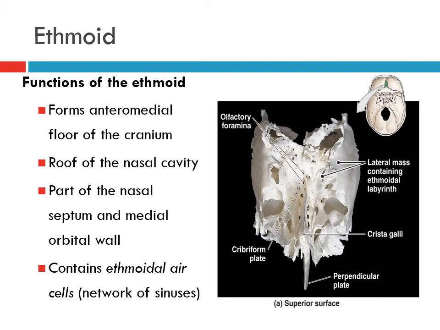The ethmoid bone is just anterior or in front of the sphenoid bone. You can see in this picture it's a very small green spot there. So while this picture makes it look big, it's actually very small. It forms a portion of the floor of the cranium and the roof of the nasal cavity, part of the nasal septum. So this perpendicular plate here forms part of the nasal septum, and it contains ethmoidal air cells or ethmoid sinuses.